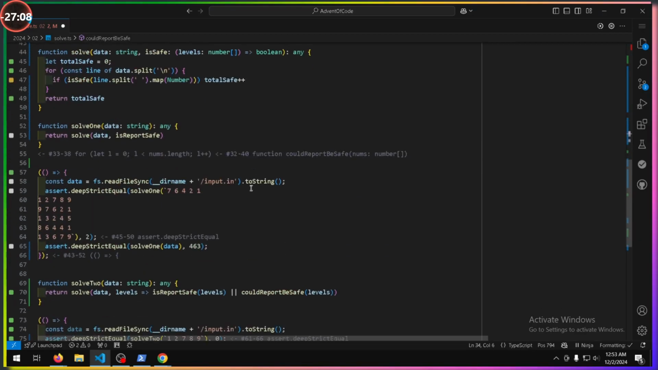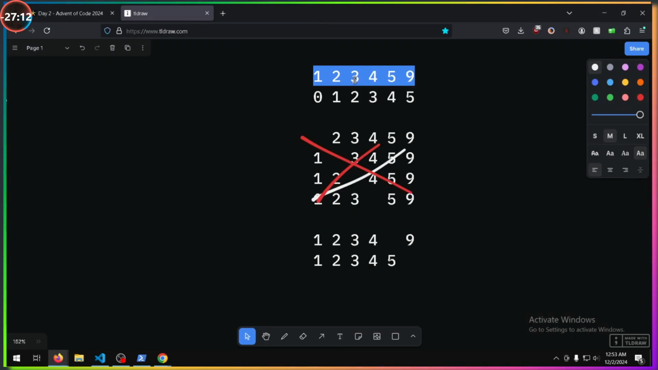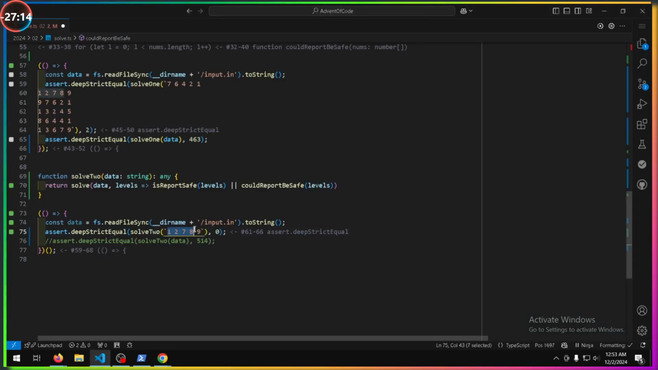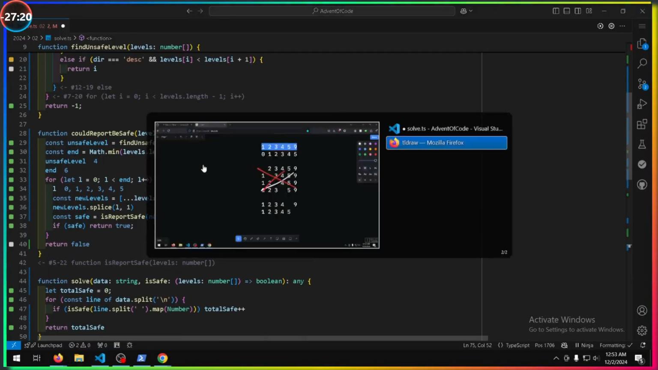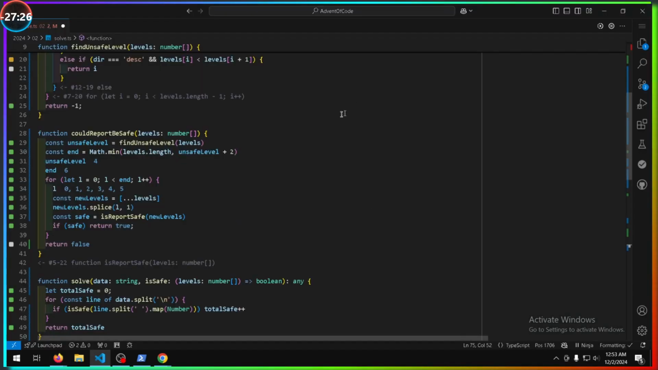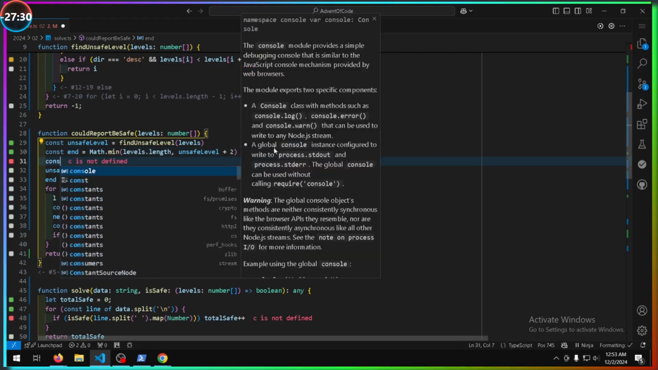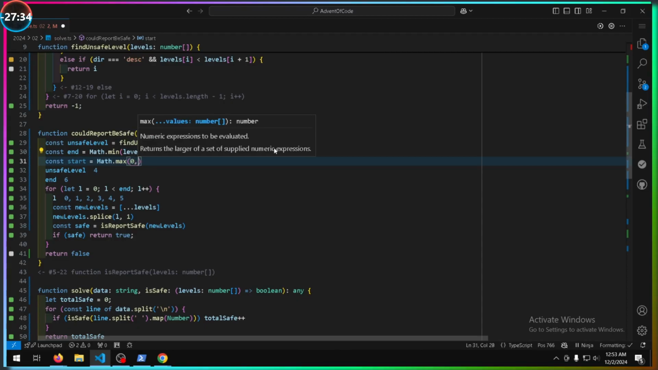I would need to put another thing in here with this sample case. And this one can be made safe, so turn you into a 1. There we go. So unsafe level is 4. 0, 1, 2, 3, 4. That's correct. And then minus 1 is where I want to start. So let's say const start equals Math.max(0, unsafe level).